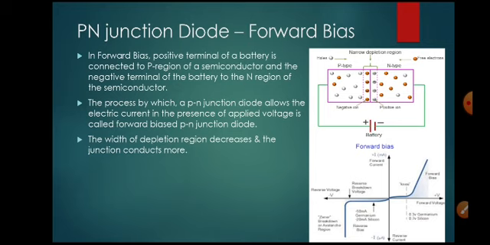As the battery connection is made, the battery positive terminal is connected to the p-type, so the holes are repelled by the positive terminal of the battery, and electrons are repelled by the negative terminal of the battery, which results in both the electrons and holes being driven forward to the junction where they recombine.